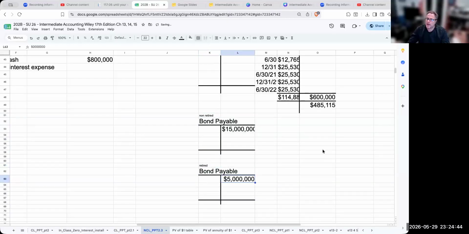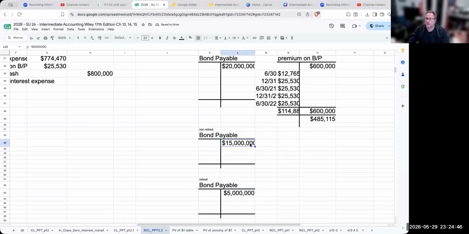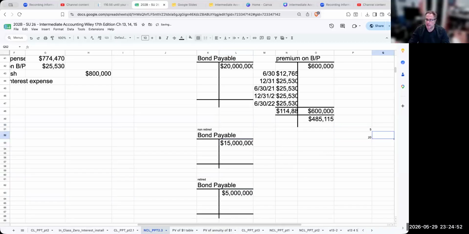Okay. Now, when it comes over here, and so this is really about 75% of the bonds payable, right? Or 5 million of the 20 million, right? So 5 of the 20, this is 25%.